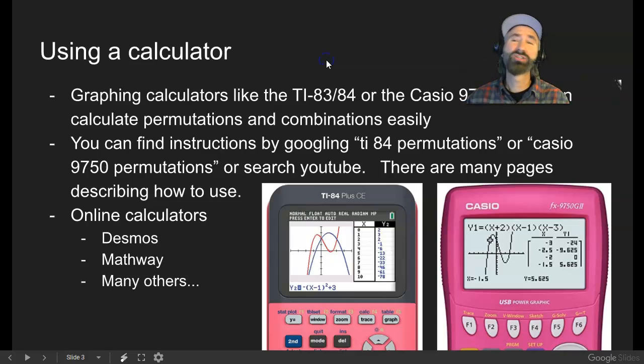Oh, and by the way, there are tons of other online calculators that will help you calculate permutations and combinations. However, I wanted to limit it to just a couple so that I didn't overwhelm you with options.